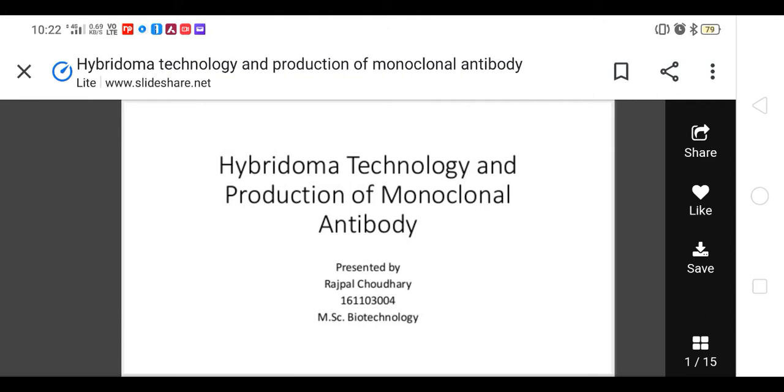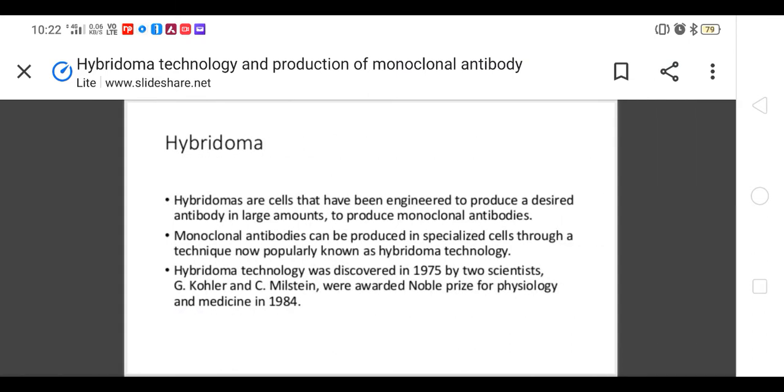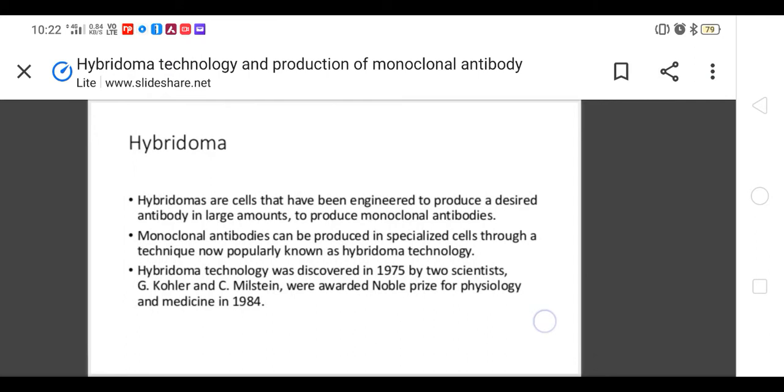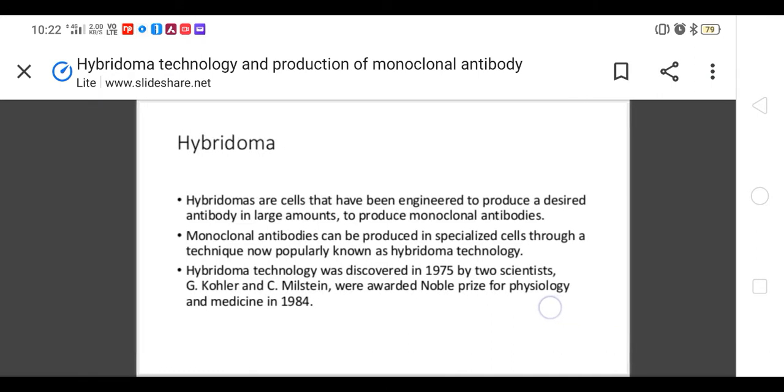Now, today we will see the hybridoma technology for production of monoclonal antibody. What are hybridoma cells that have been engineered generally? Why are they engineered? To produce the desired antibody in larger amounts, to produce monoclonal antibodies. Monoclonal antibodies can be produced through the technique generally known as hybridoma technology. It was first discovered in 1975 by the Nobel Prize winner.